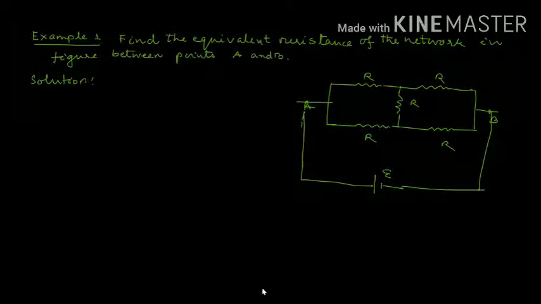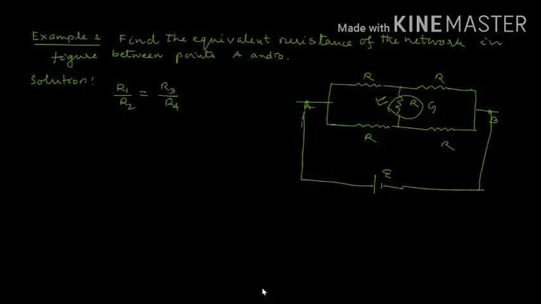The circuit is a Wheatstone bridge with the galvanometer replaced by a resistance R. So this is the position. Here the galvanometer is replaced by the resistance R. The bridge is balanced. The condition is R1 by R2 is equal to R3 by R4. There will be no current flowing through this resistor, that is through R, which replaced the galvanometer G. So we can remove this resistor.